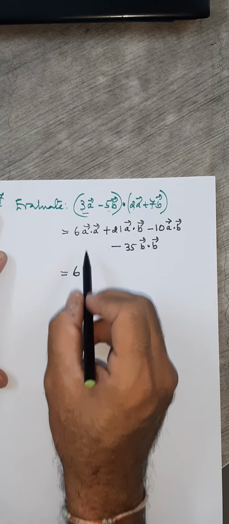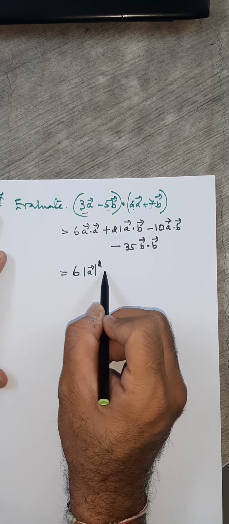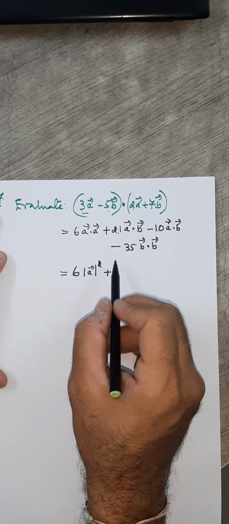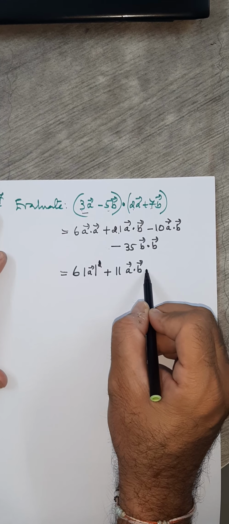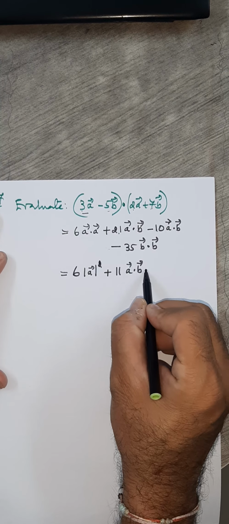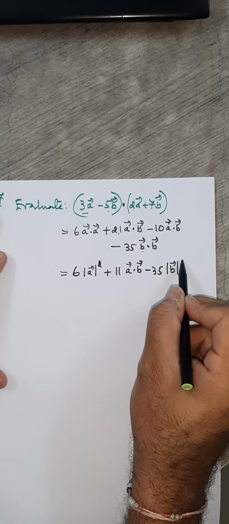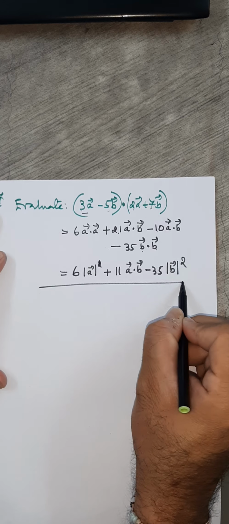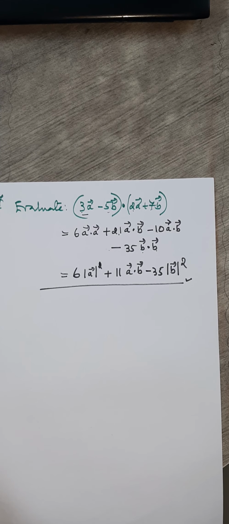Now this 6 stays as it is because it's a scalar. What is A dot A? Magnitude of A whole squared. 21 minus 10 is 11, times the dot product of these two. What about the last one? That is 35, and B dot B is magnitude of B whole squared. That's the required evaluation. That's what you are asked to find.